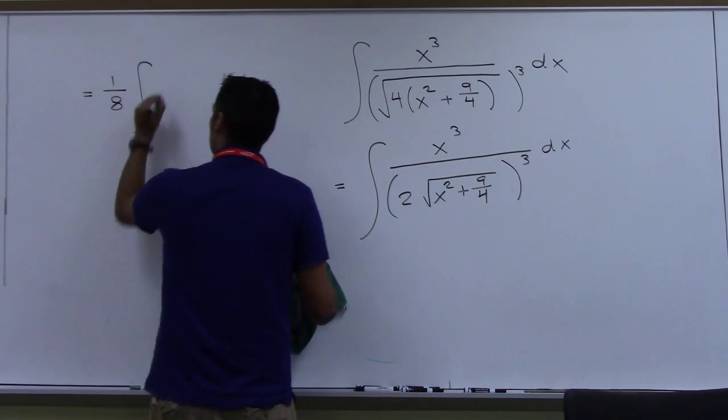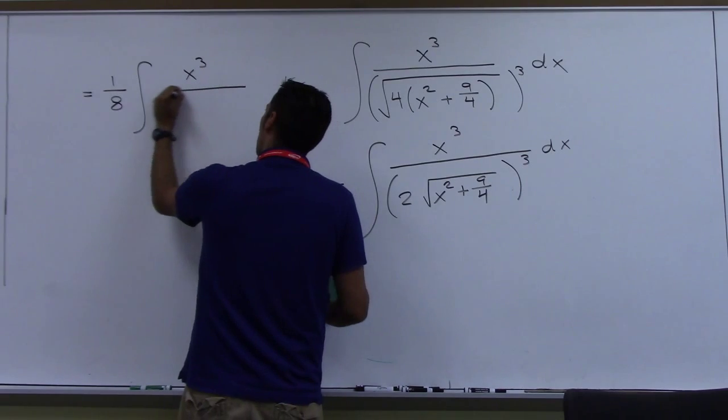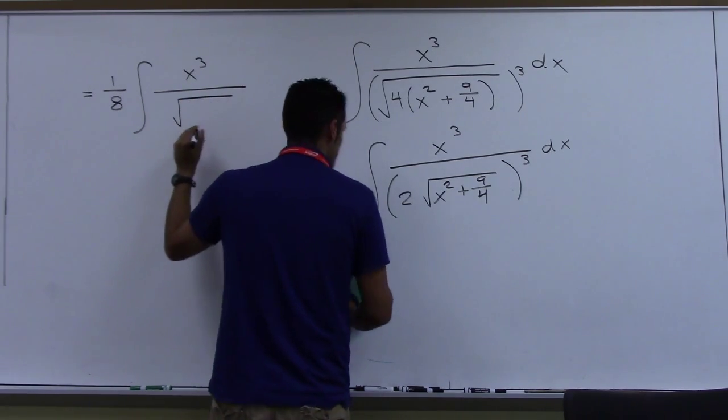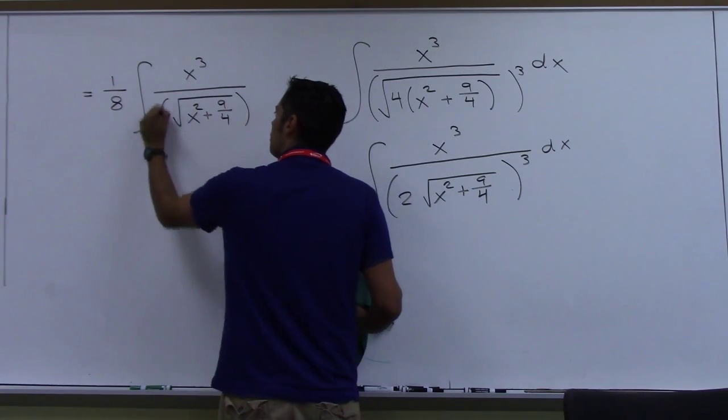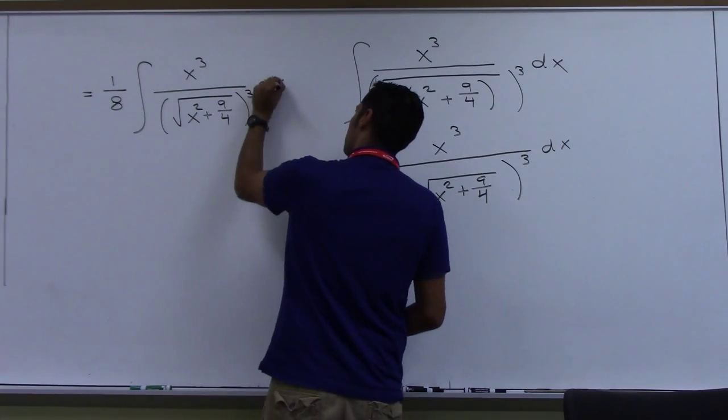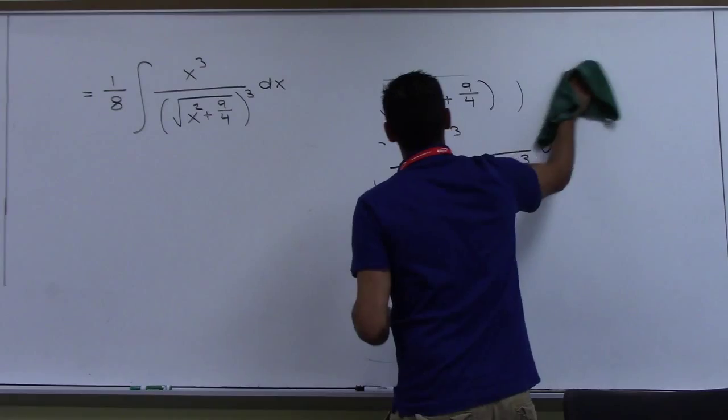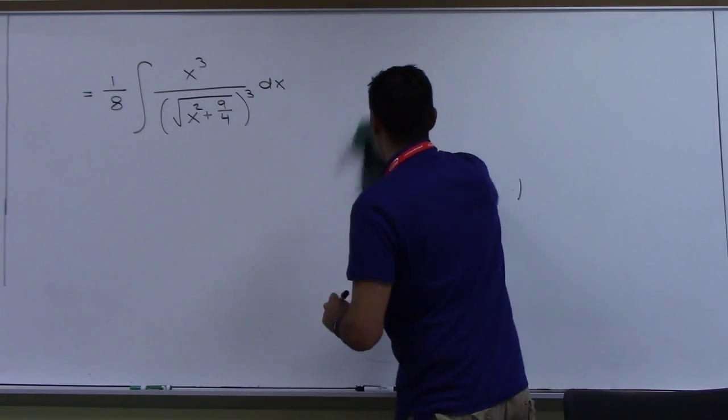Integral. X cubed on top still. On the bottom, the only thing left there was that square root of x squared plus 9/4, but then that was cubed, dx. Are there any questions on that?